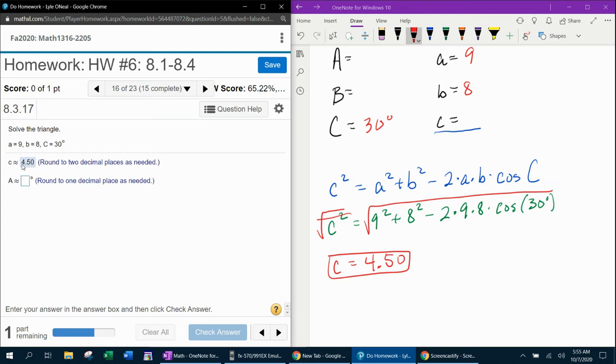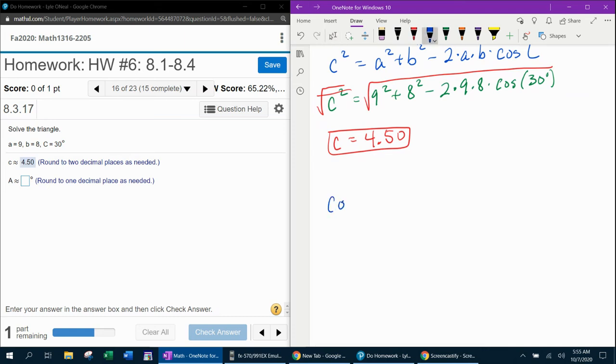Now, angle A. Now that we know little c, 4.50, we could go back to using the law of sines because now I have an angle and the side across from it, or I can use law of cosines since I do know all 3 sides. And since we probably need to practice the law of cosines, I'm going to go ahead and use the law of cosines. So we're looking for angle A. That formula is b squared plus c squared minus a squared, all over 2 times b times c.